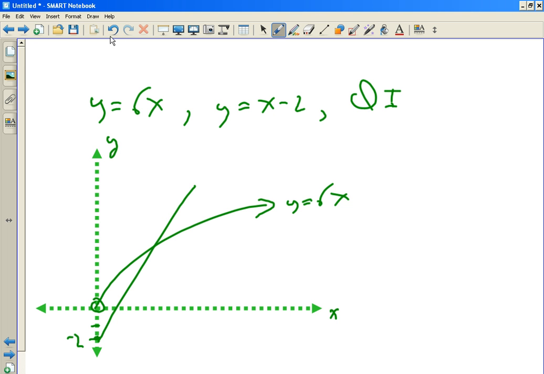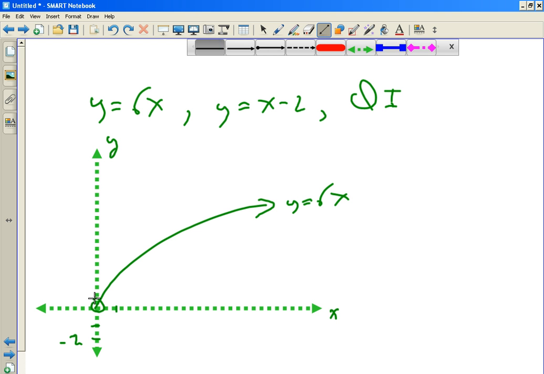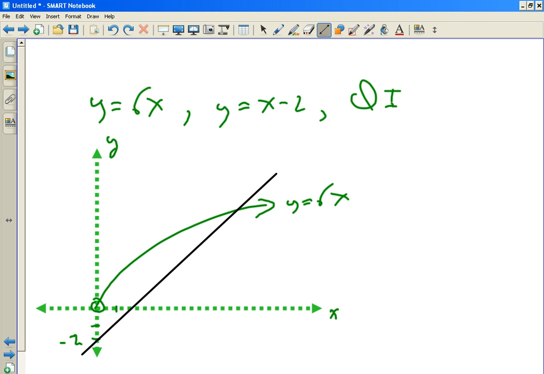Not quite. Wait, hang on. Let's put a negative 2 here. If that's negative 2, then that's positive 2. Let's make it a slope of 1. Something like that. Oh, I don't like it. How about we do something like this? That's a little better. Let's say that. Okay? So we'll label that y equals x minus 2. Okay, so I want the area bounded by these two guys, but only in the first quadrant.